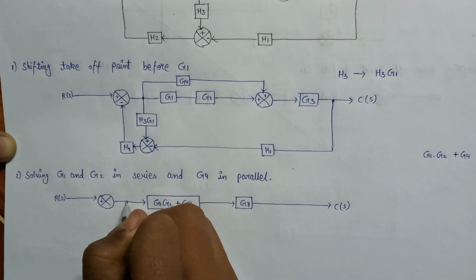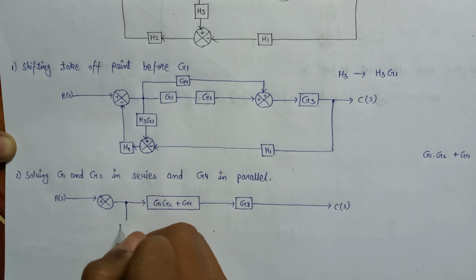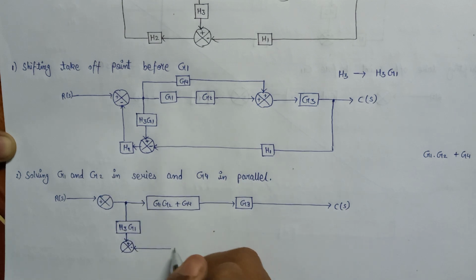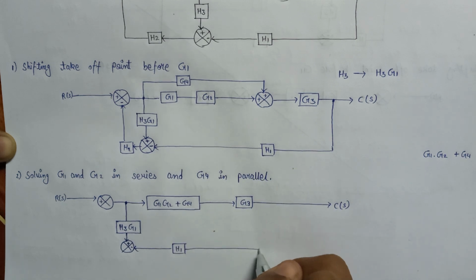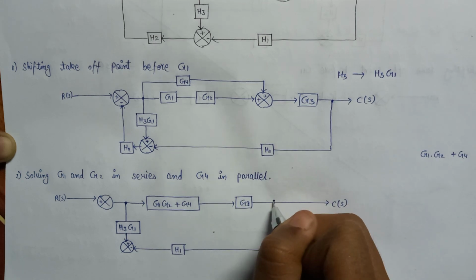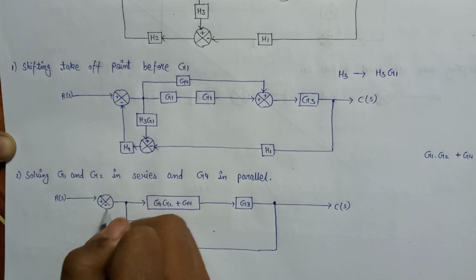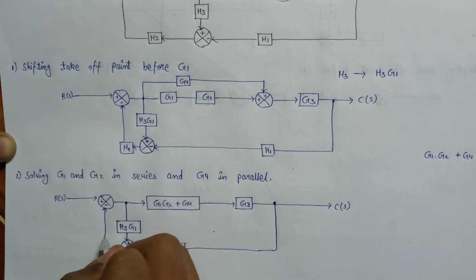In between this, here is a takeoff point having the gain H3 G1, and this is fed to a summer with positive polarity. Here is a negative polarity through which a feedback gain, that is H1, is connected by a takeoff point after G3, and with negative polarity another feedback gain, that is H2, is also there.